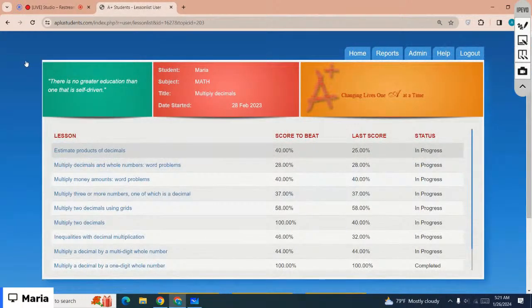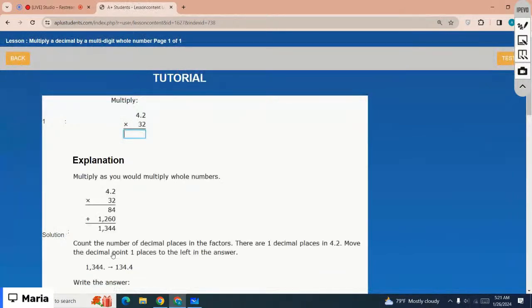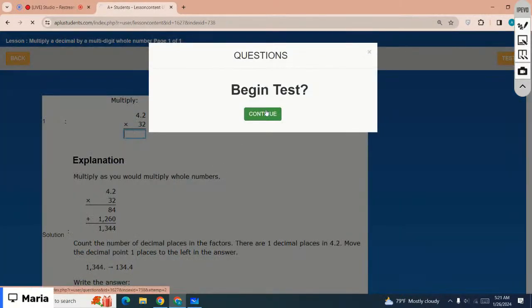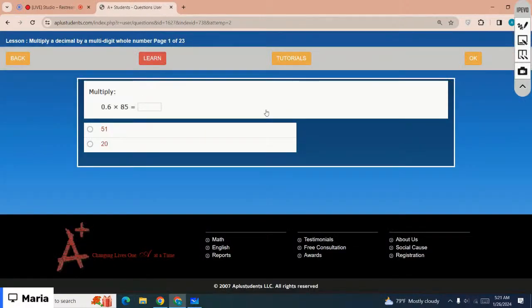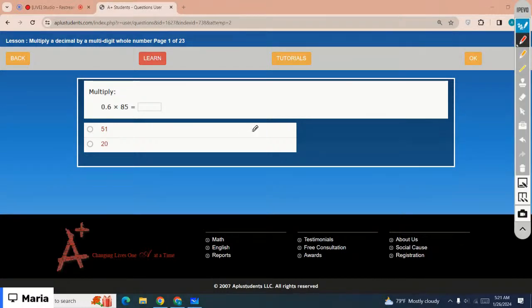The next lesson is multiply a decimal by multi-digit whole number. Okay, so we have multiplied two whole numbers. Now we're going to multiply a whole number with more than one digit with a decimal, right? Let's start with the first one, that is 85 times 0.6. Multiplication is the same. First you multiply without the decimal, then you insert the decimal point.